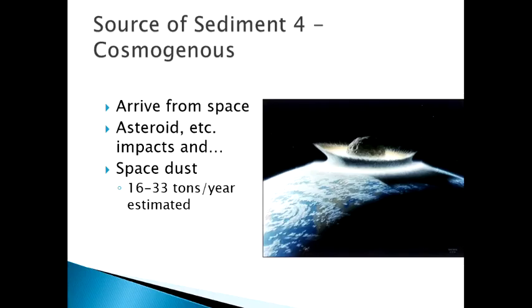And then finally, the fourth source of sediment is cosmogenous. Basically, it arrives from space. In the photograph here, you see a giant asteroid hitting planet Earth. Well, that's a big arrival of cosmogenous sediment. But we are sort of hit, if you will, by tons of very, very small mud-size space dust. Look at this. The estimates are between 16 to 33 tons per year fall all over planet Earth.